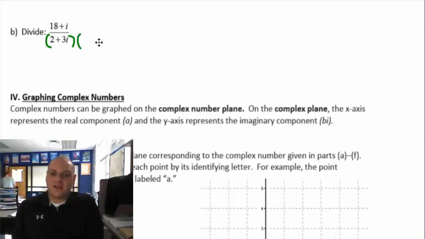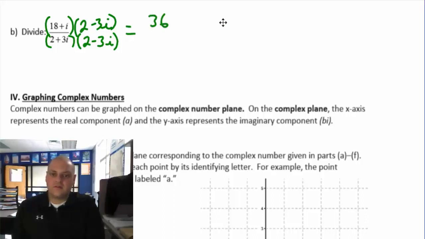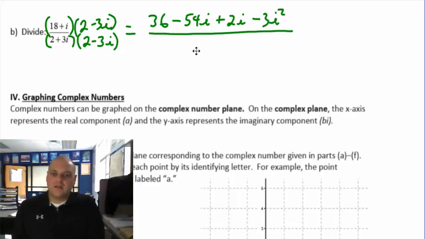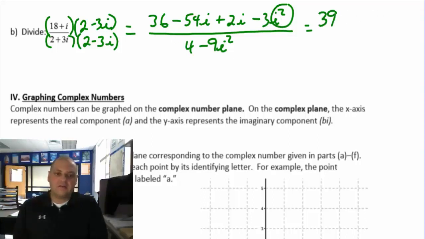And we multiply by our conjugate here, so 2 minus 3i, 2 minus 3i. 36 minus 54i plus 2i minus 3i squared. And this is just going to be 4 minus 9i squared. Here's that negative 1 there. That's going to make this positive 3 here. 3 and 36 is 39 minus 52i.